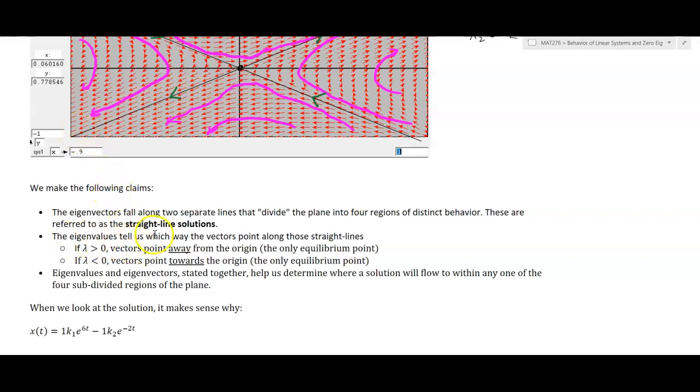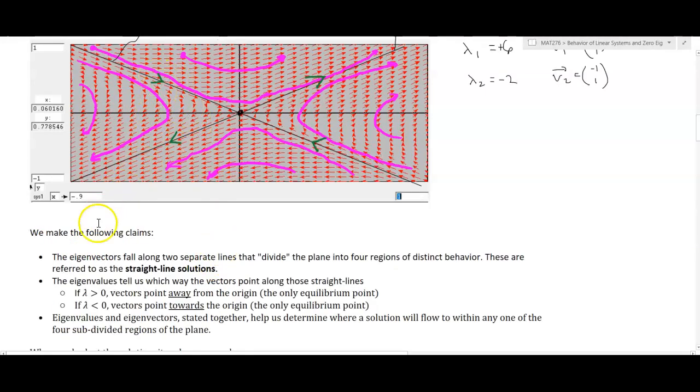The eigenvalues tell us which way the vectors point along those straight lines. That's the green arrows I have drawn here. If lambda is bigger than 0, vectors point away from the origin, the only equilibrium point. If lambda is less than 0, vectors point towards the equilibrium point, the origin, which is the only equilibrium point. And then eigenvalues and eigenvectors stated together help us determine where a solution will flow within any one of the 4 subdivided regions of the plane.